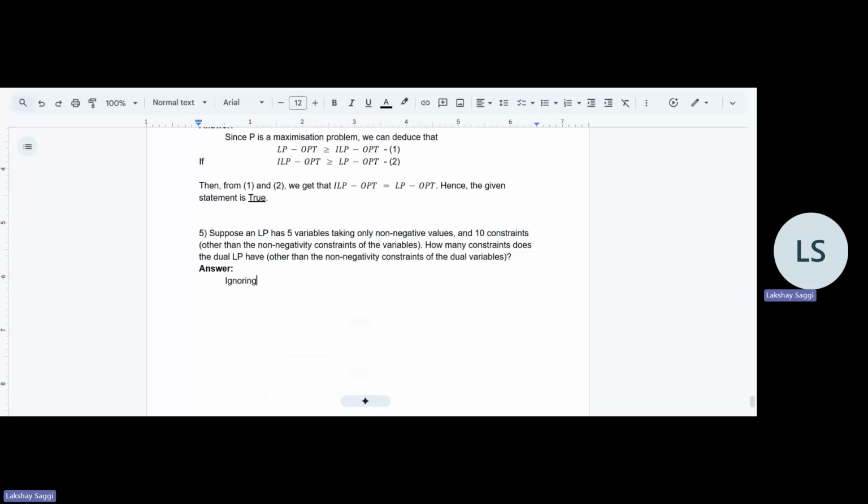So the primal has 5 variables and 10 constraints. So the dual will have 10 variables and 5 constraints.